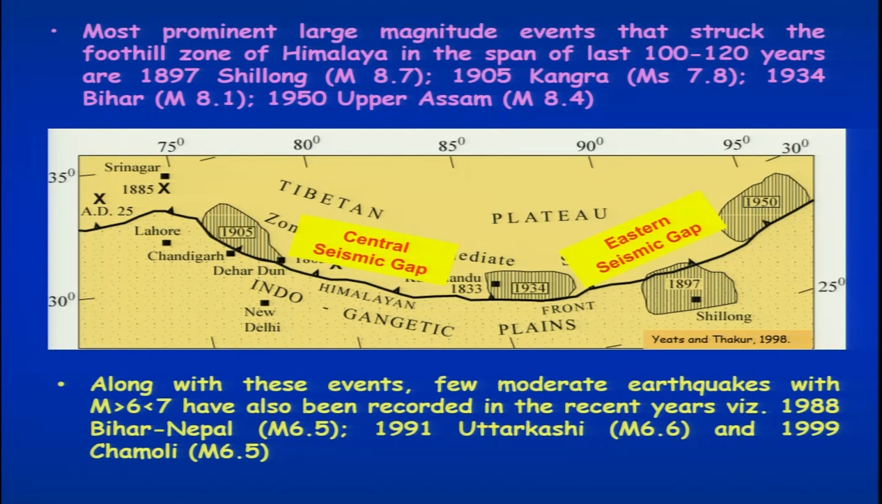So, the central seismic gap, which also includes a portion of Nepal, and that portion triggered the recent two earthquakes, and one, the main shock, was the 2015 Gorkha earthquake.